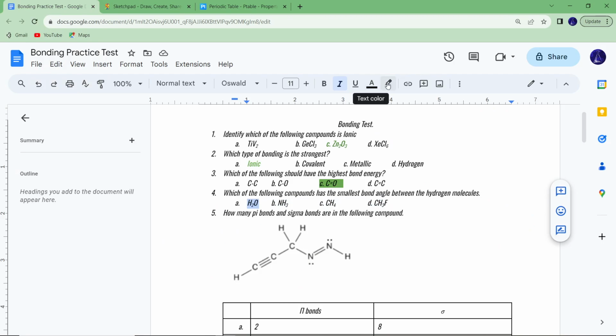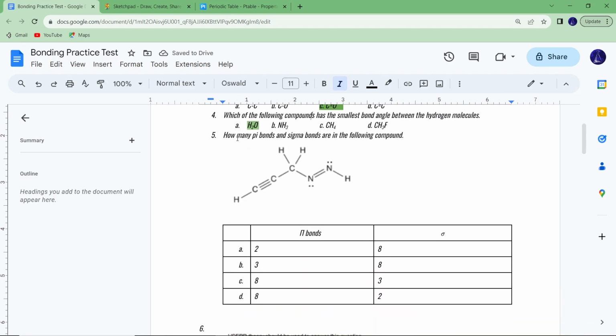So we can go ahead and highlight that. All right, next we have this one right here, and it's asking how many pi bonds and sigma bonds we have in the following compound. So we're going to first count our sigma bonds, and we know that sigma is the first bond that happens. Okay, so we have 1, 2, 3, 4, 5, 6, 7, 8. So 8 sigma bonds, and we know this right away because we have 8 first bonds that happen.